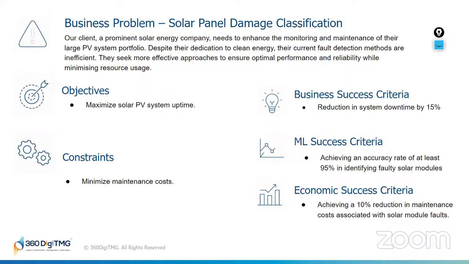Our business success criteria in this section is to reduce the system downtime by 15%. And our ML success criteria was to achieve an accuracy rate of at least 95% in identifying the solar panel faults. And for the economic success criteria, we want to achieve a 10% reduction in the maintenance cost associated with these solar module faults. That's all.